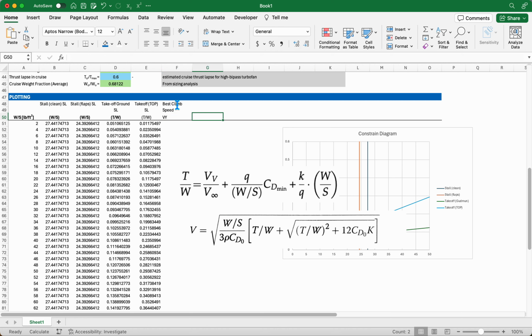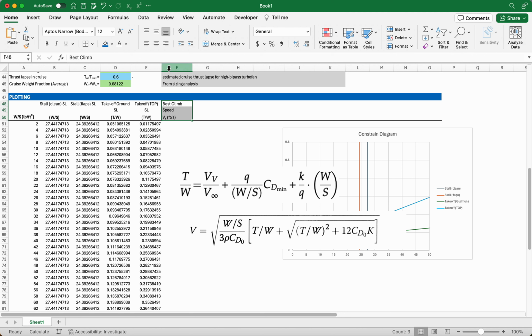Vy, epsilon looks like a Y with this keyboard, I guess. So V sub Y, this is the notation for our best climb airspeed. And I'm going to calculate this in feet per second. I want to make sure I have the correct units. So we have our best climb speed.